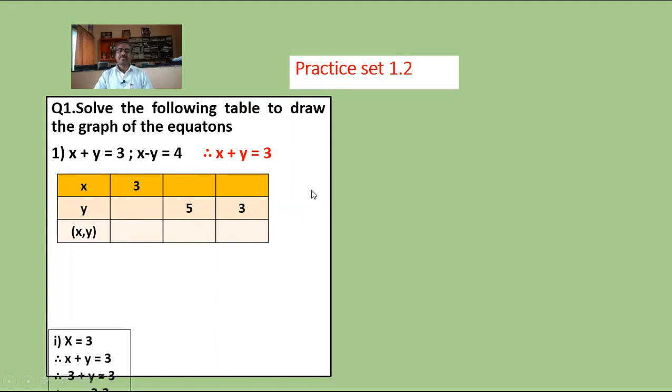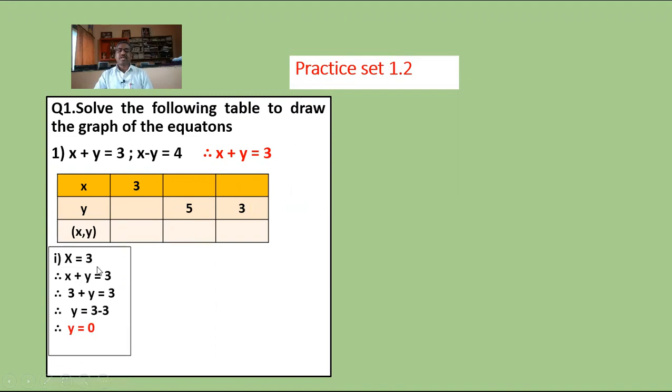First, x is equal to 3. Given the equation x plus y is equal to 3, substitute the value of x is equal to 3: 3 plus y is equal to 3, y is equal to 3 minus 3 is equal to 0. Therefore, when x is equal to 3, we get y is equal to 0 and the coordinate point is (3, 0).